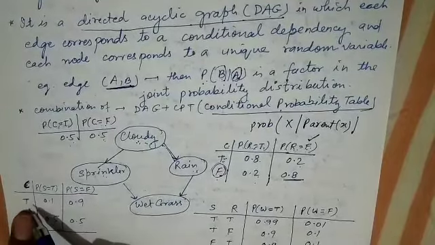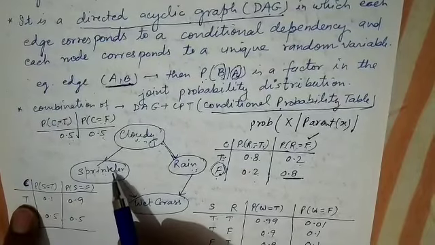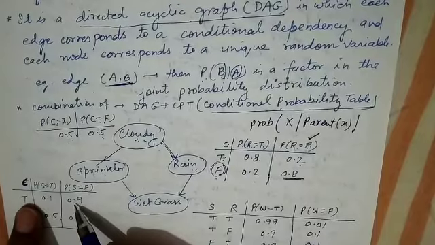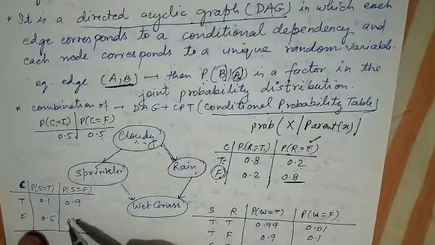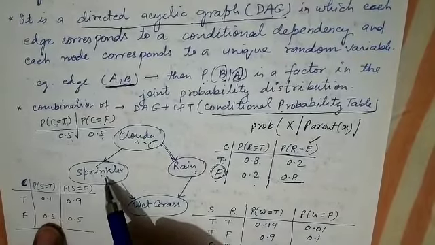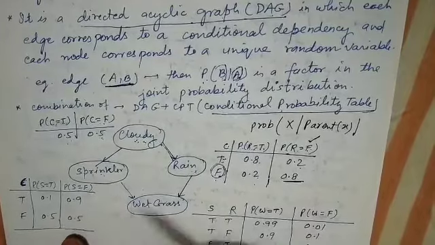If this environment is cloudy, what is the probability that the sprinkler will work? Only 10%. If the sky is cloudy, what is the probability that the sprinkler will not work? 90%. If the sky is not cloudy, what is the probability that the sprinkler will work? 50%. Not work? 50%. So these are the conditional probabilities here.